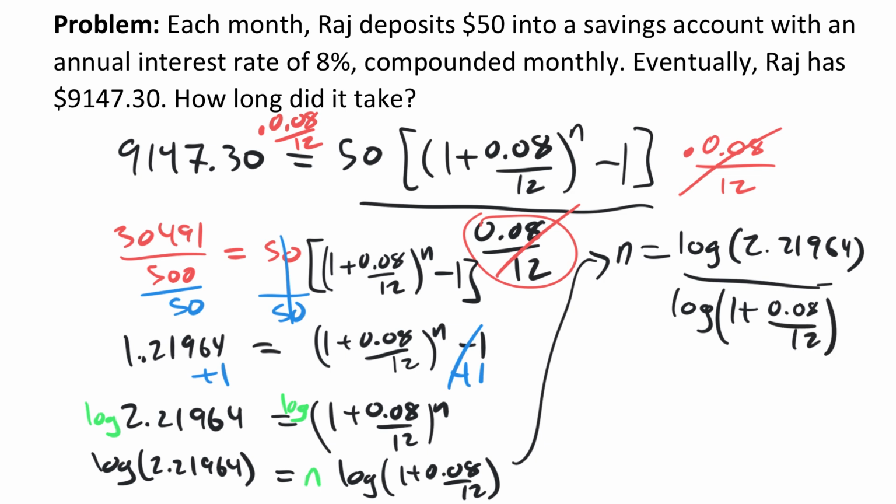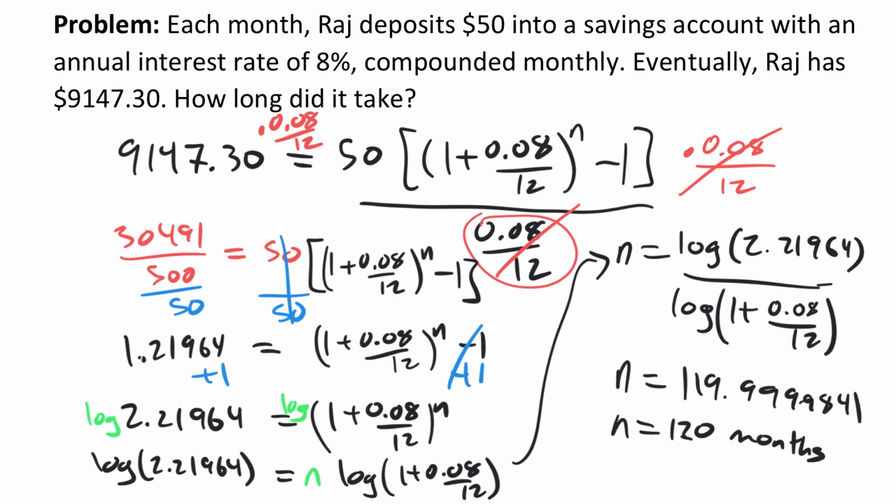All right, so be very careful, type all this in, and let's see what we get. N equals 119.9999841. So if we round to 3 decimal places, it's actually going to be a nice whole number. N equals 120 months because we are depositing every month.